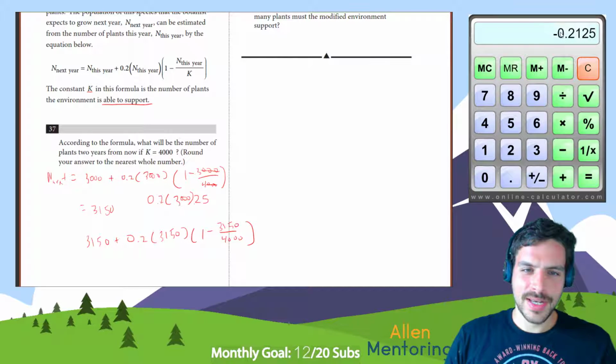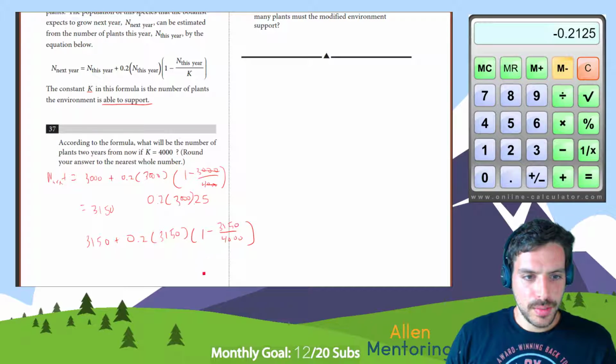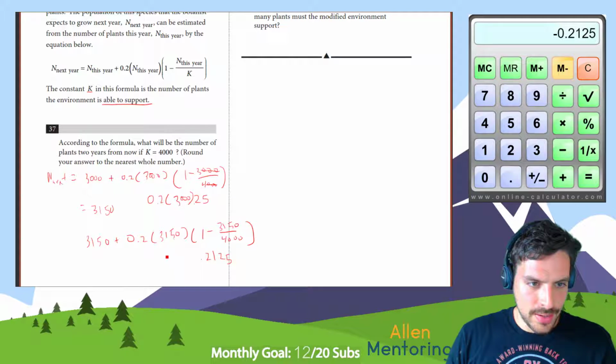Okay, so it gave us a negative number because I did it backwards, but 1 minus that will be positive 0.2125. And we're just going to multiply that by 3,150 by 0.2, and we're going to add that to 3,150.